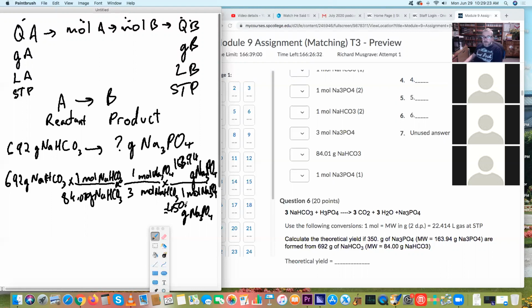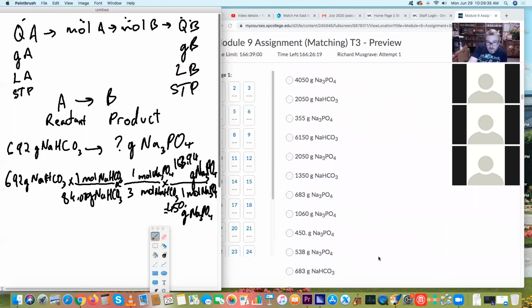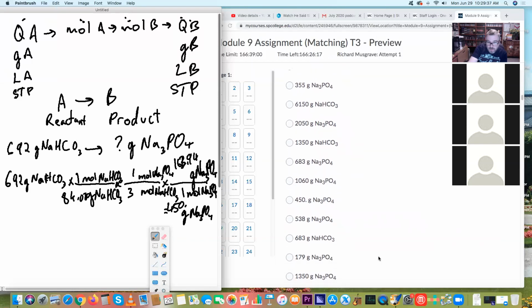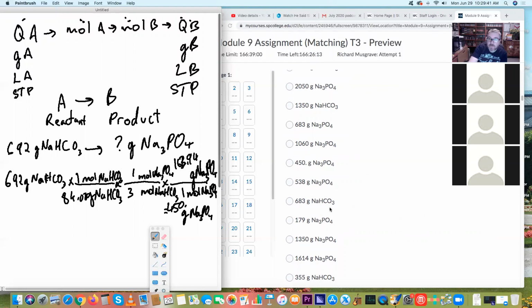So that's the amount of Na3PO4 we should have gotten, but you can see here that what we did actually get was 350 grams, not 450 grams. So that's what we would be looking for there, 450 grams of Na3PO4. That would be the answer there. Does anybody have any questions about these kinds of problems?